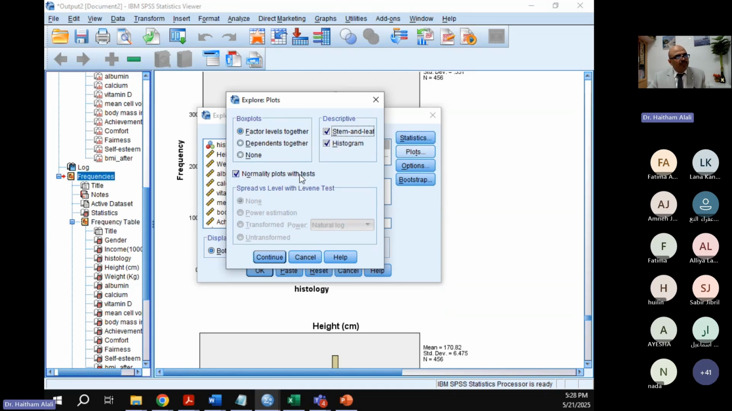You want to add? No problem. You can read it. Okay? But we have a lot of plots that we can read from this one. Okay, guys? So histogram and normality plots very important, guys.